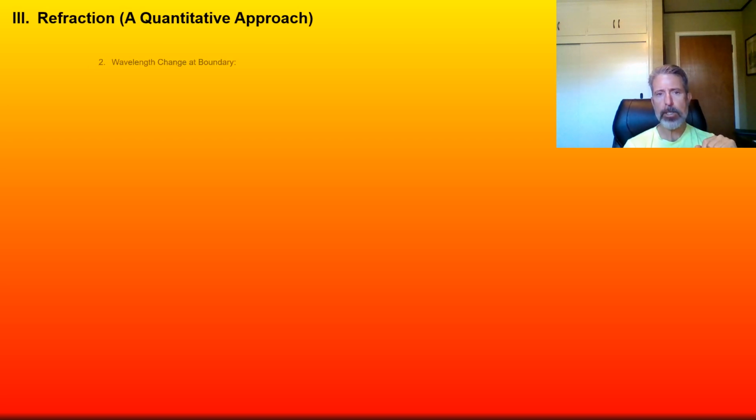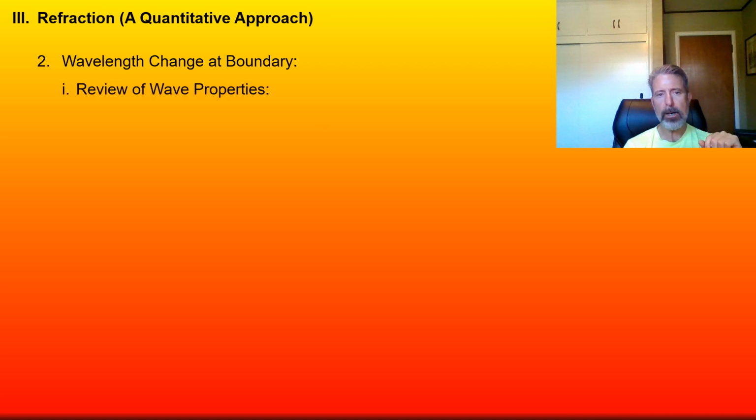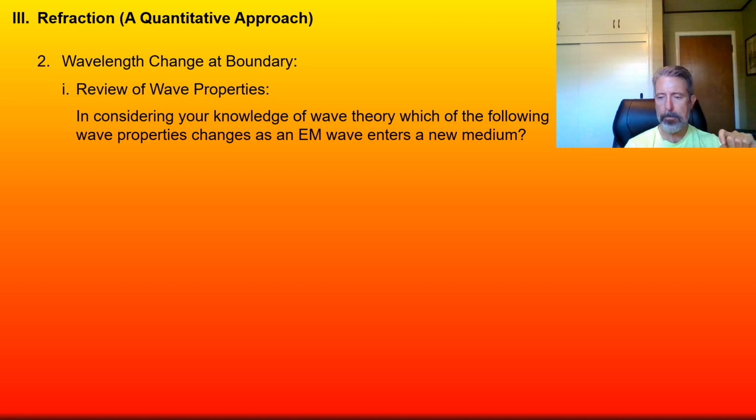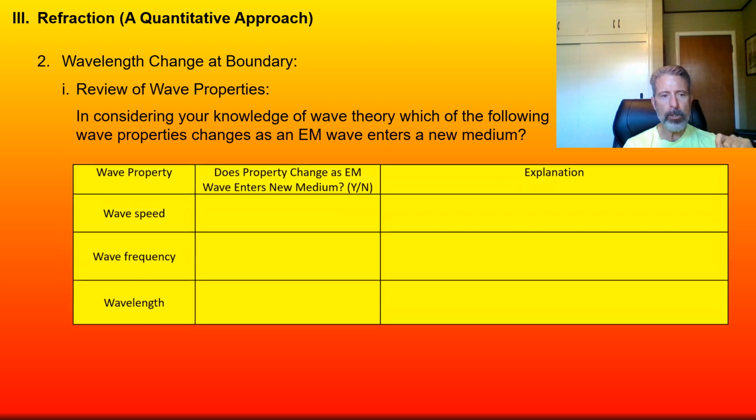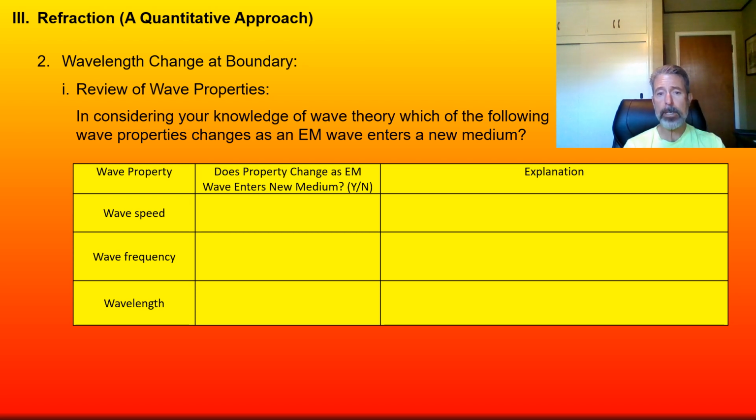So we've said that when a wave travels from one medium into a new medium, the wave speed changes. What else about the wave changes as it travels from one medium into another? Well, let's take a look. We'll review some of the things we know about wave properties. If a wave traveling in one medium enters a new medium, let's take a look at these three properties: wave speed, wave frequency, and wavelength. We'll ask the question, does the property change as the electromagnetic wave enters a new medium?